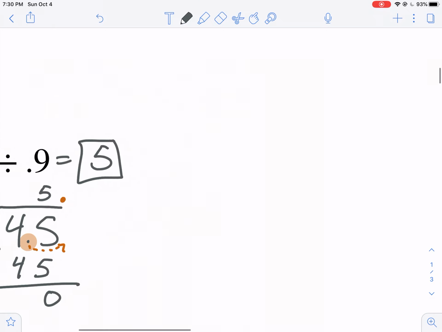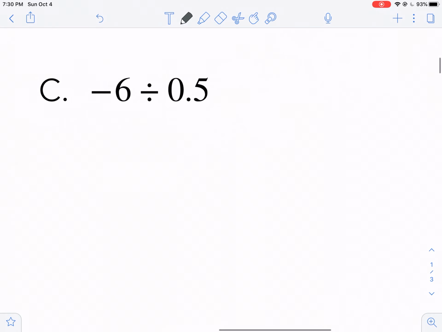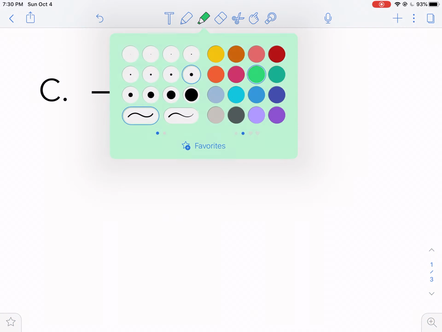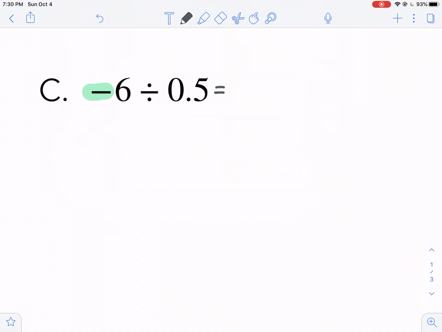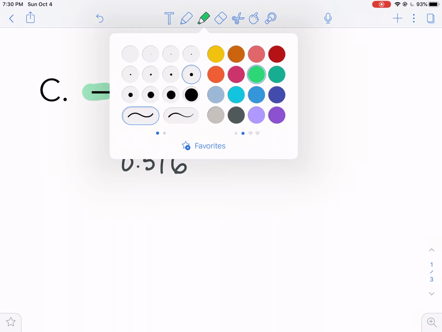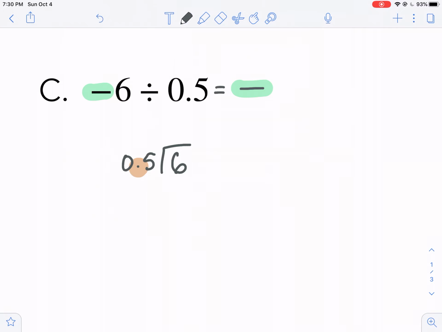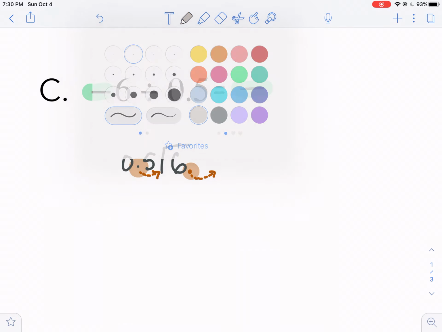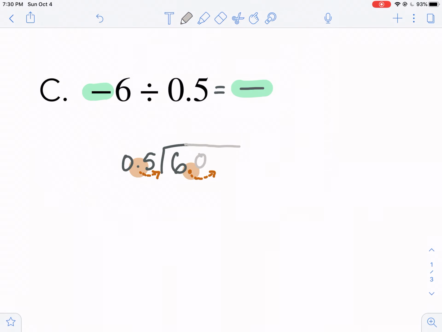Way to go. Okay, over here at C, we have one negative sign right here, which means our quotient is going to be negative. Cool. And we've got 6 divided by 0.5. We have a decimal point here, so we need to move it over. We need to move it over to the right 1, so move this decimal point over to the right 1 and put a little pretend 0 there. Cool. So our decimal point will go up here.